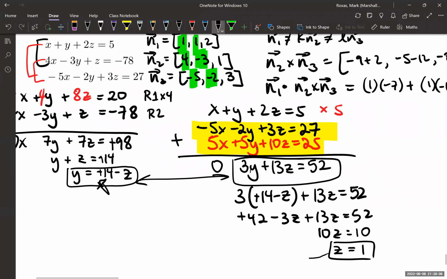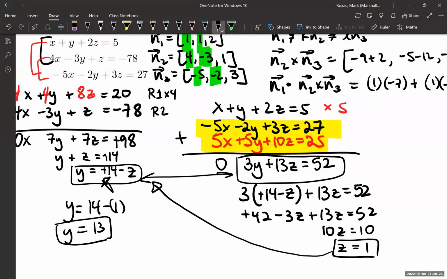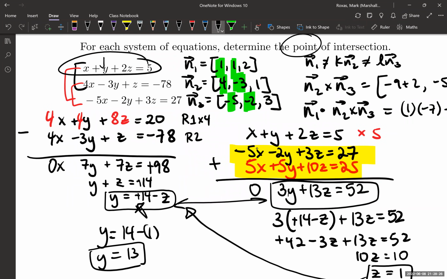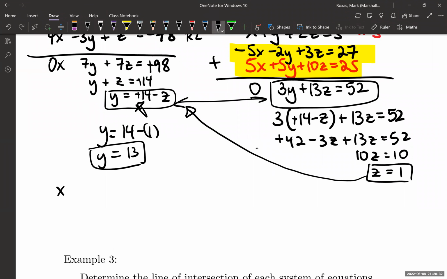From that, I can go back to this equation and find y equals 14 minus 1, and that's equal to 13. So there's my y as well. We're getting close to completing the point of intersection. The last thing we need to do is take one of these equations, the first one, plug in y and z, and solve for x. So x plus y, which is 13, plus 2 times z, 2 times 1, equals 5. Solving for x, x equals 5 minus 2 minus 13, and that's equal to negative 10.